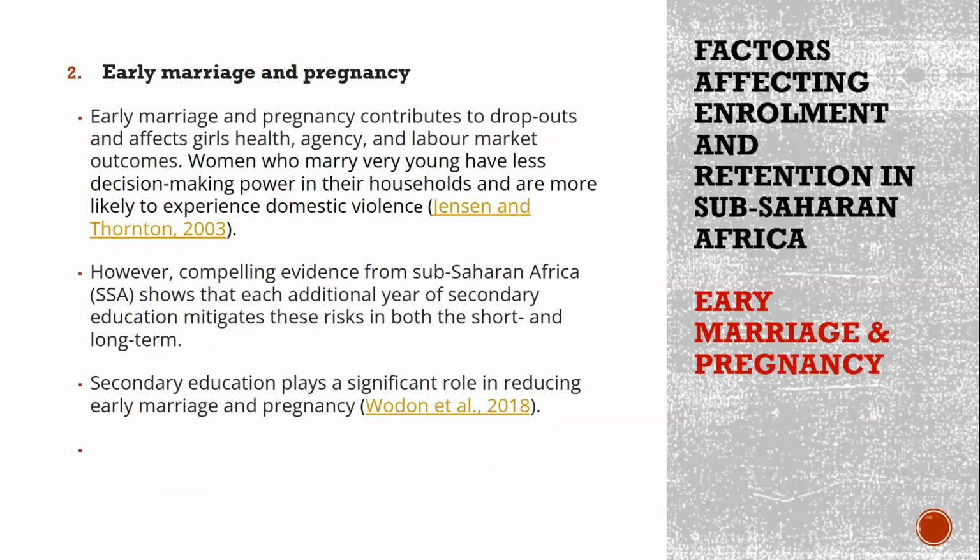Another important and very prevalent issue here in sub-Saharan Africa is that of early marriage and pregnancy. We are told that when girls drop out of school because of poverty, they are most likely to get pregnant because they are away from school and not safe, or because they get into transactional relationships where they try to meet their basic needs. Research also tells us that secondary education plays a significant role in reducing early marriage and pregnancy. Thank you.